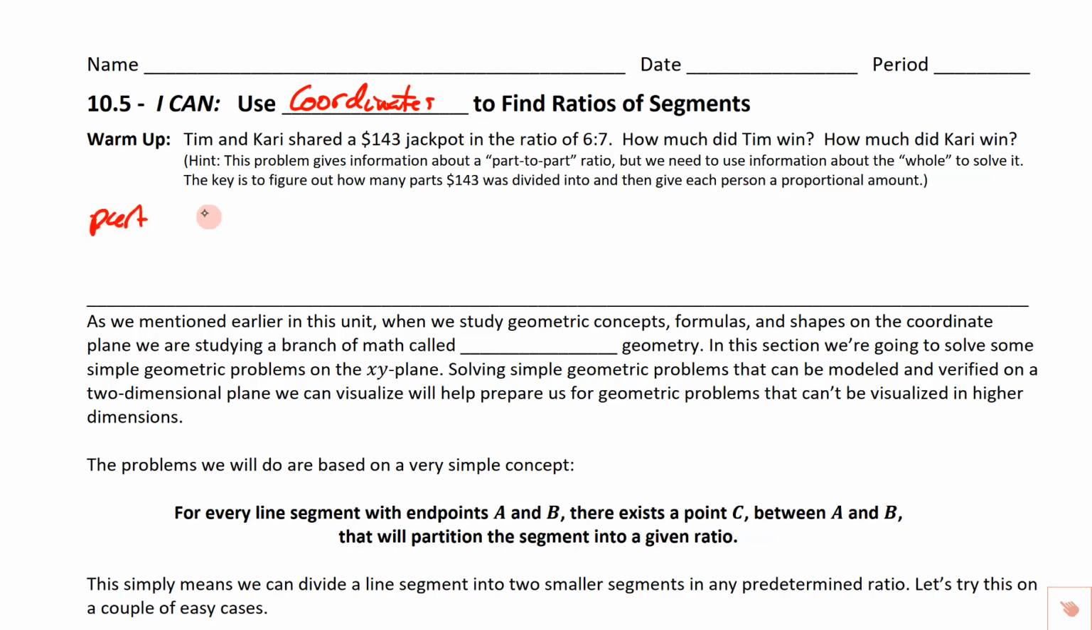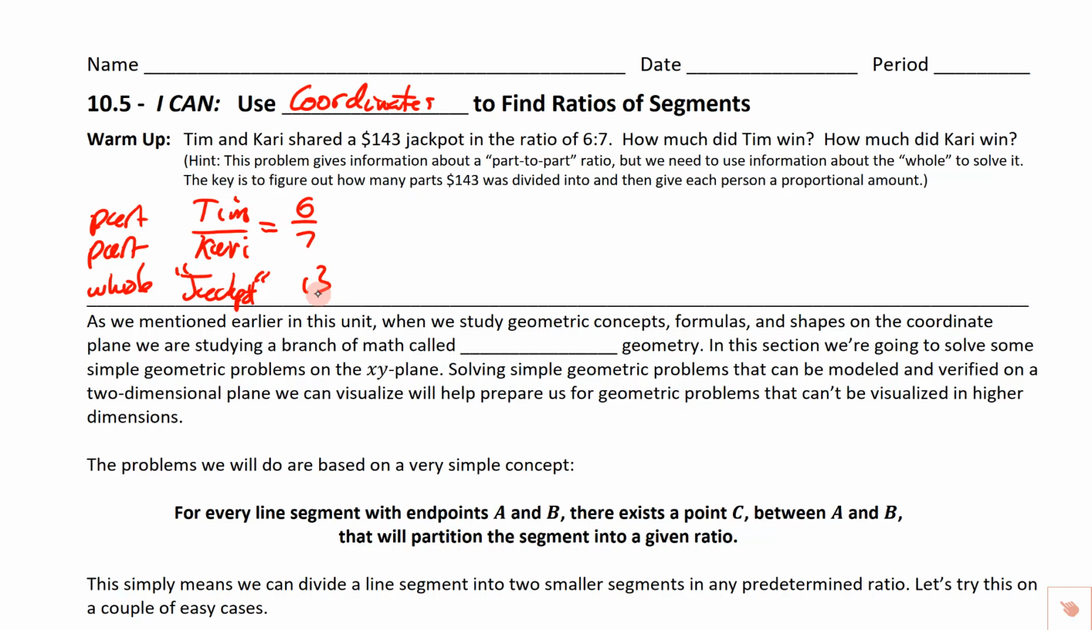So here's what we've got. We've got a part. One of those parts is Tim. We've got another part. That part is Carrie. And it gave us information about that. It said they're in a ratio of 6:7. The whole, as you figured out, is the jackpot. We're going to need to put jackpot in air quotes there, right? The whole is 13.